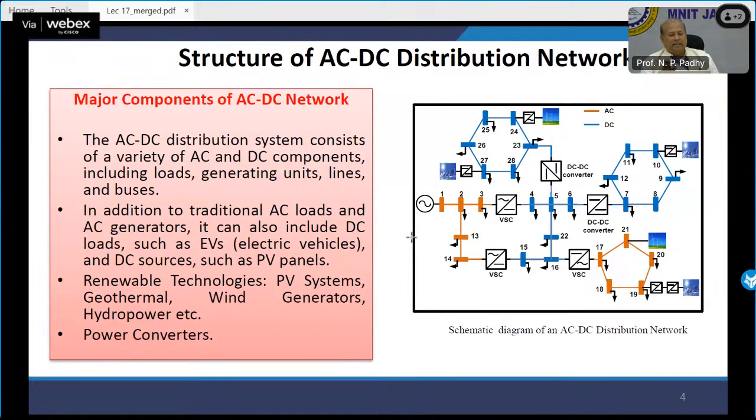So what is happening? It is an AC system in which you have two major DC microgrids, and you also have a DC grid feeding an AC microgrid. For example, bus number 16 is a DC bus, and from 17 you create an AC microgrid.